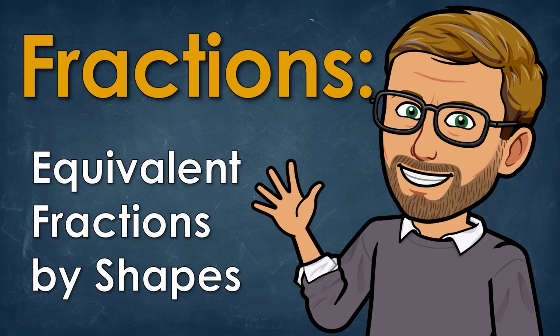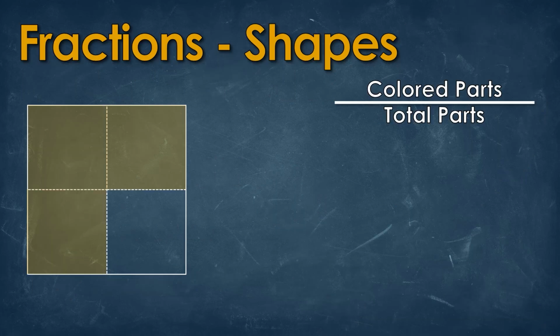I'm Mr. Heaton, and today we're going to be talking about equivalent fractions by shape. So when we take a look at any shape, we can always partition it into multiple sections. So you can see here, we have a full square, and inside that square, we have partitioned it into 4 equal shapes. So we have 1, 2, 3, and 4.